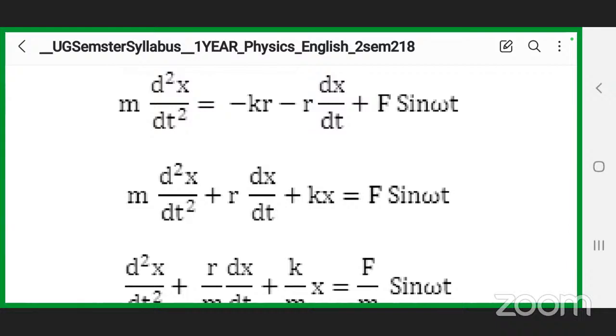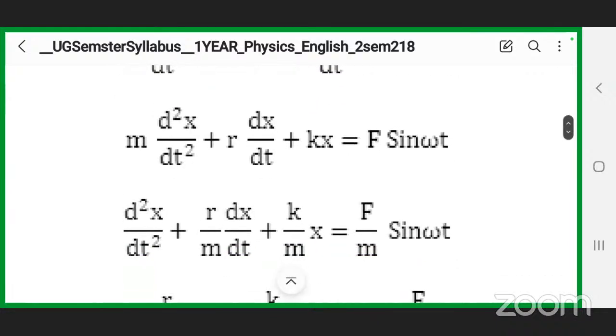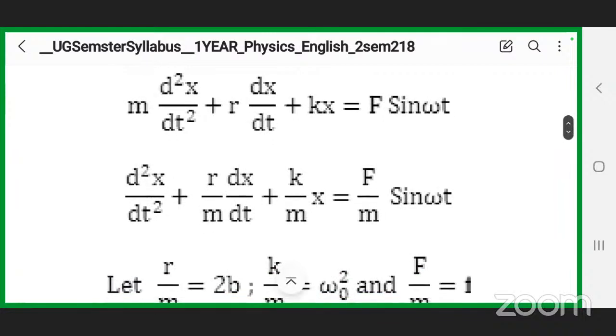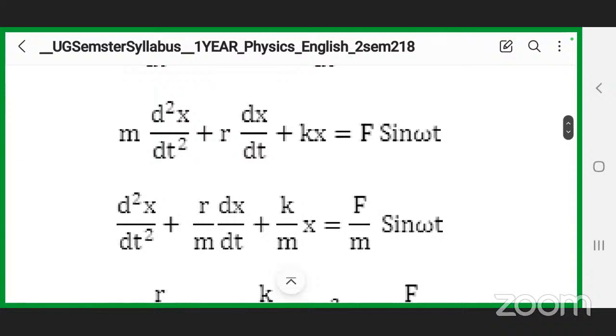Or else, dividing by m on both sides, we have d square x by dt square plus r by m into dx by dt plus k by m into x equals F by m into sine omega t. Up to here, is it okay?